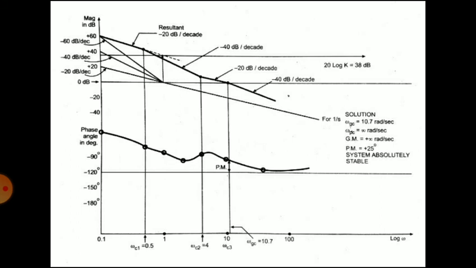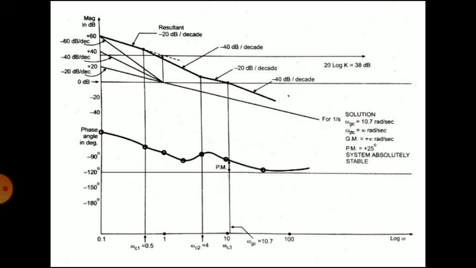For a simple pole, the slope will be minus 20 dB per decade. But the first line, the resultant of k and 1 upon s, is already drawn with a slope of minus 20 dB. Again this slope of minus 20, so the resultant slope will be minus 40 dB per decade, and it continues up to omega c2 equal to 4. You can see omega c2 is equal to 4. At the top, from omega c1 to omega c2, the slope is the minus 40 dB line.